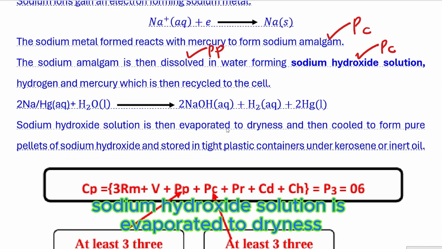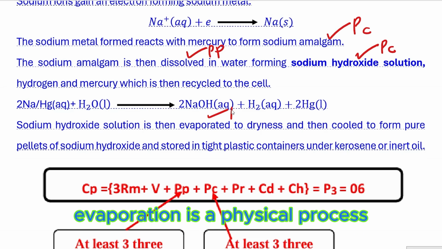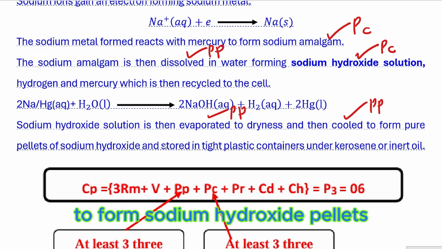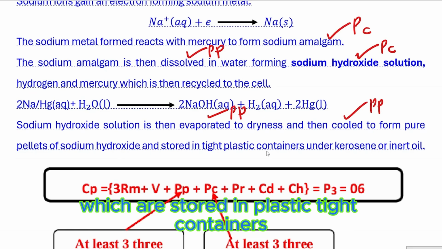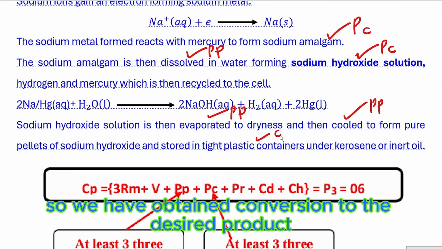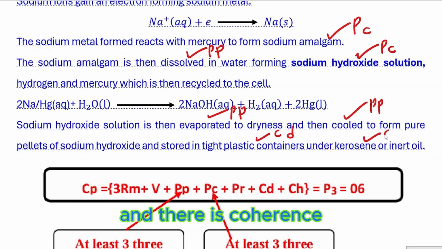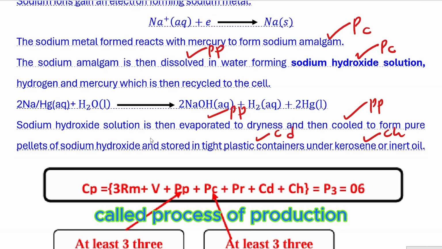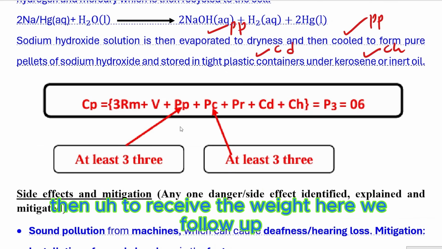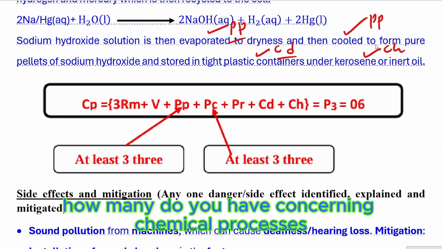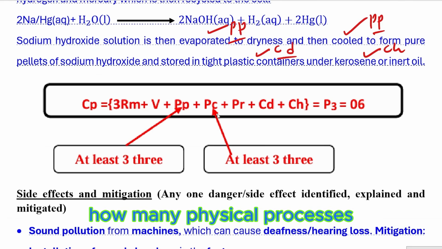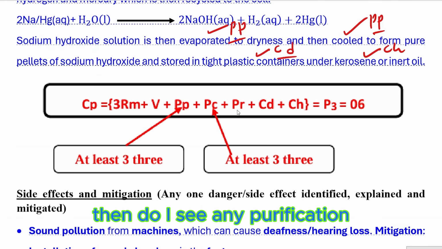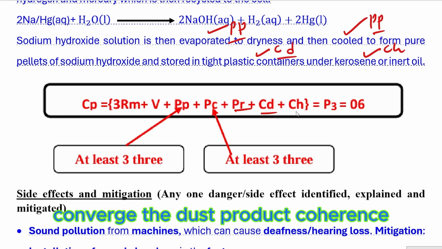Sodium hydroxide solution is evaporated to dryness. Evaporation is a physical process. Then cooling is a physical process to form sodium hydroxide pellets, which are stored in tight plastic containers. So we have obtained conversion to the desired product, and there is coherence. So that's how we score that part called process of production. Then to receive the weight here, we follow up these codes. How many do you have concerning chemical processes? How many physical processes? Then do I see any purification, conversion to the desired product, coherence?